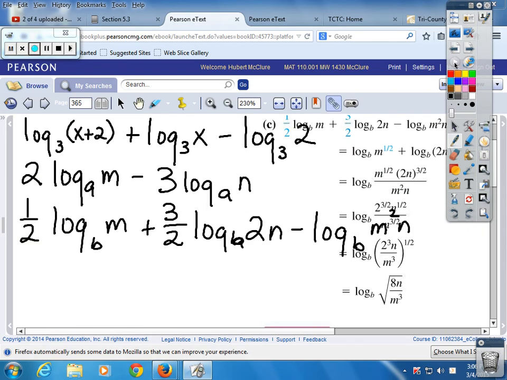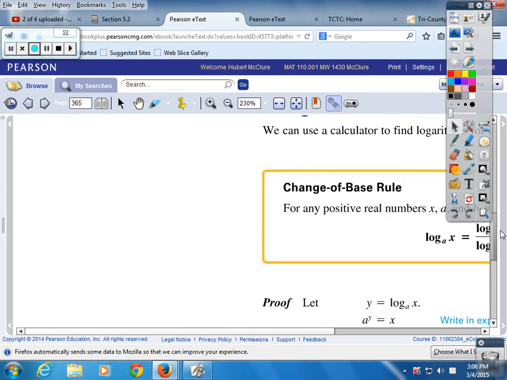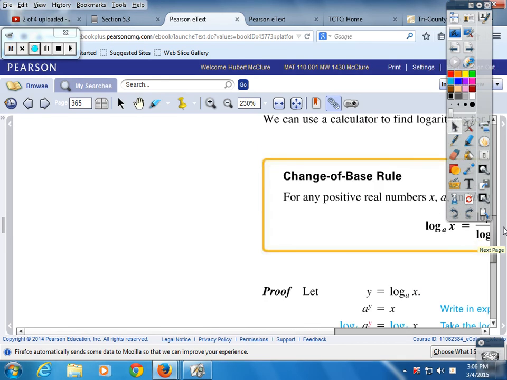Let's move on. I want to get y'all off fractions. I want to get y'all to solving equations today. I'm going to do some more of these. There's a change of base formula right there.